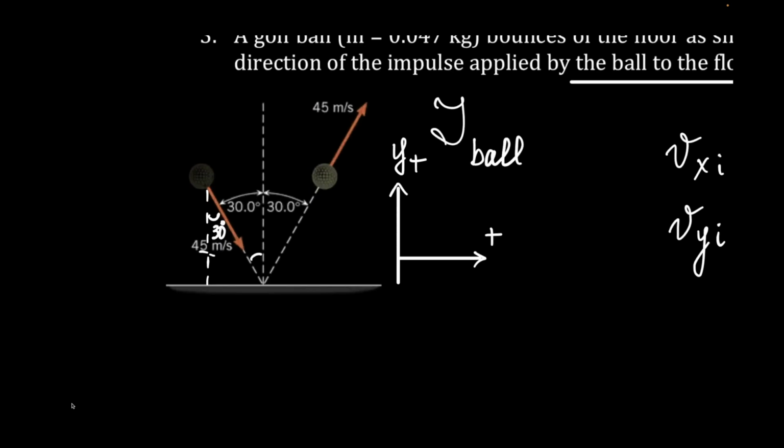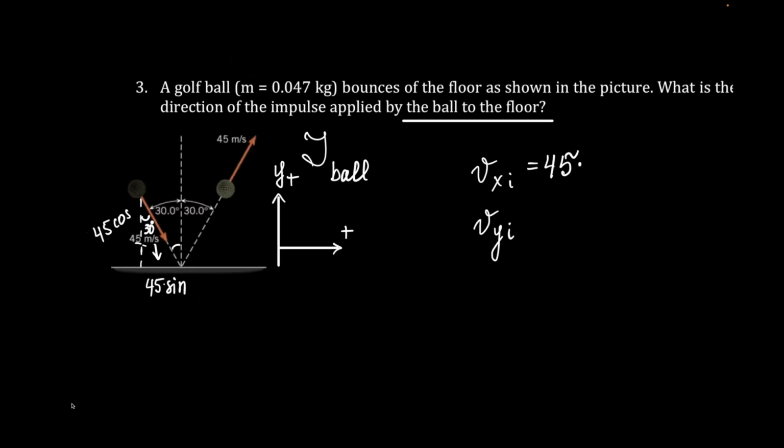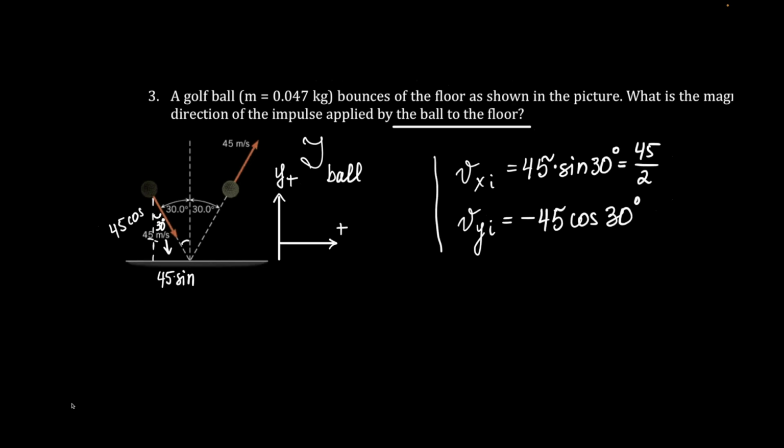So the x component is going to be 45 cos. No, actually sine, because it's across from the angle, right? And then 45 cos will be the y direction. So 45 sin 30, and it's positive, and then 45 cos 30. But be careful, not only is it cos, but it's also negative, and that is due to the downward direction of my y component. So those are the factors that will create the golf ball's P initial.